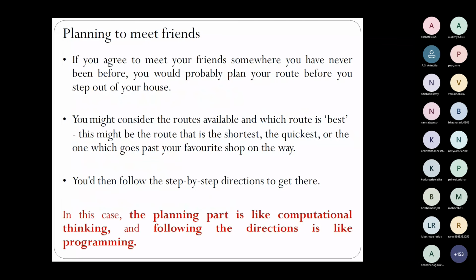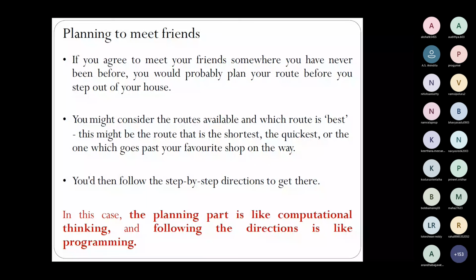So, for example, it is actually an interesting example. If you agree to meet your friend somewhere you've never been before, you would probably plan your route before you step out of your house. You might consider the routes available and which route is best. This might be the route that is shortest, quickest, or one which goes past your favorite shop. You would then follow the step by step directions to get there.